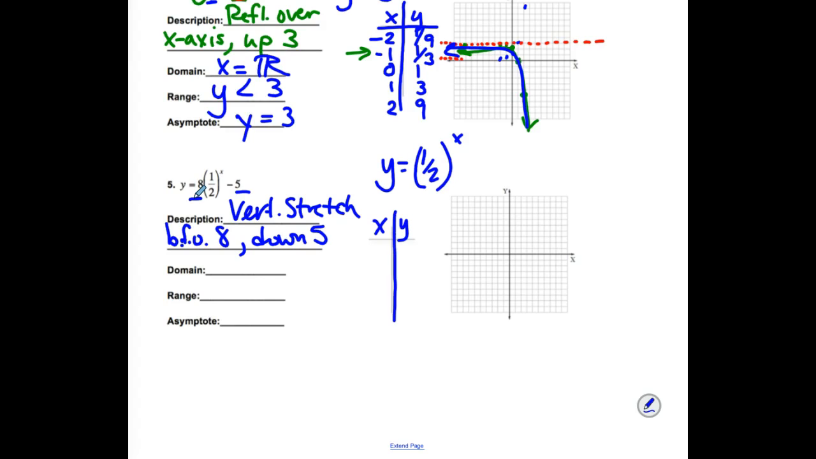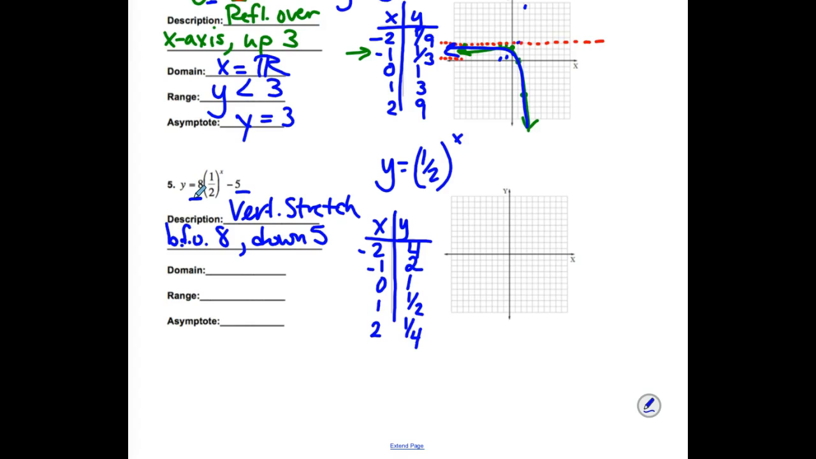My t-chart on my test is going to be based on the parent function. So -2, -1, 0, 1, and 2. 1/2 to the -2 power means I have to flip it over and square it, so I end up with 4. 1/2 to the -1 means I flip it over and it's a 2. Anything to the 0 power is 1. 1/2 to the first power is 1/2, and 1/2 squared is 1/4.